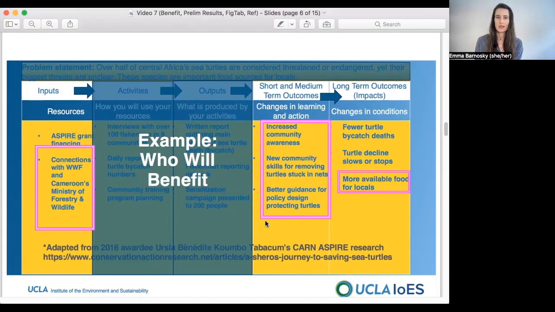In addition, better policy guidance and design for protecting turtles is part of the short and medium term outcomes, which connects directly to this person's connection with the WWF and Cameroon's Ministry of Forestry and Wildlife. So here you have two different beneficiary communities, conservation officials, as well as local communities. A clear sense of how these communities will benefit, as well as existing connections to show receptivity to whatever this person ultimately finds in their work.